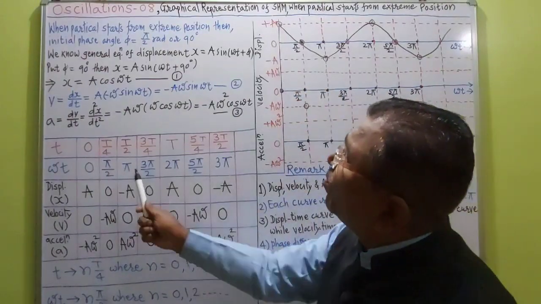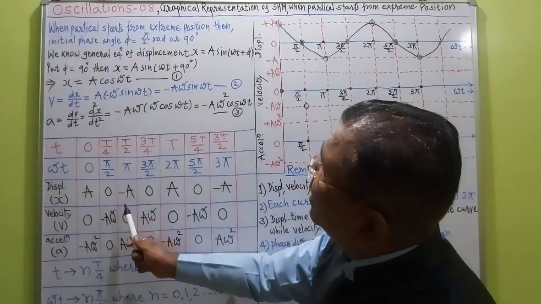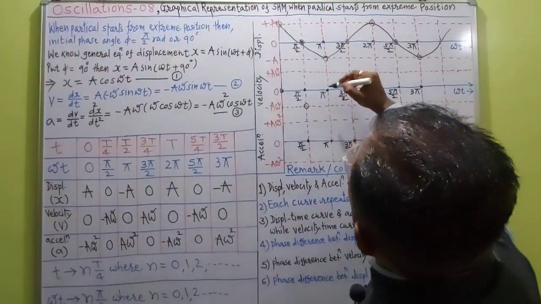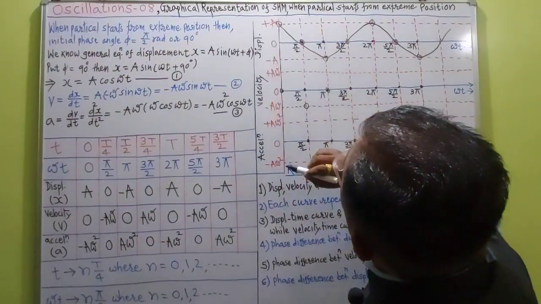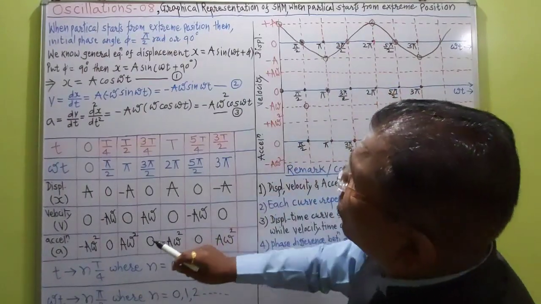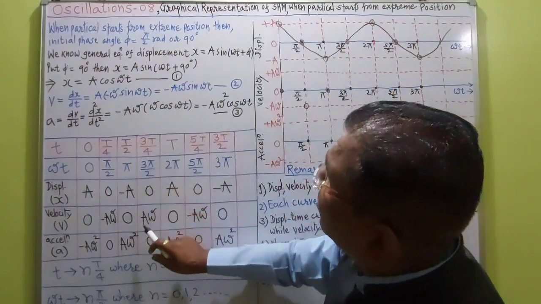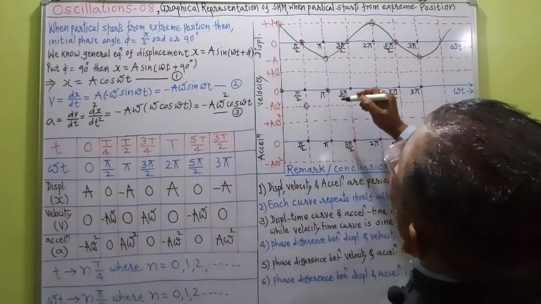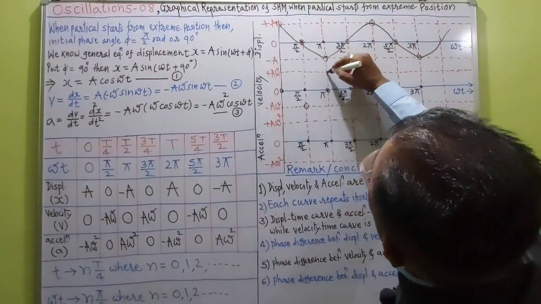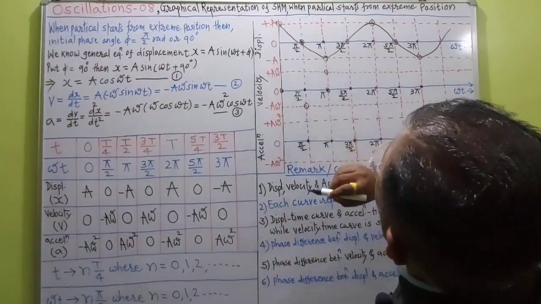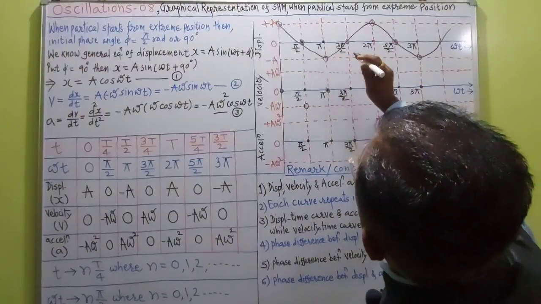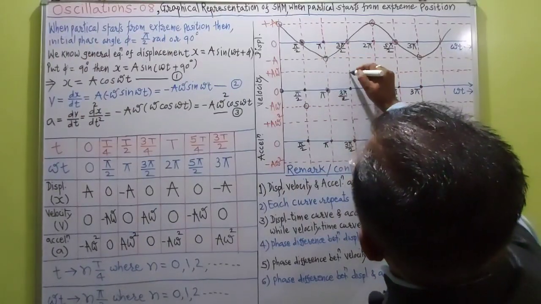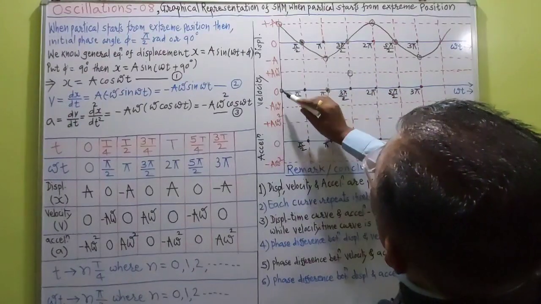Then pi. When omega t is equal to pi, at that time velocity is 0. The value will come here. Next, when omega t is equal to 3 pi by 2, we get velocity A omega. A omega is here like this. So in this way the graph is like this.